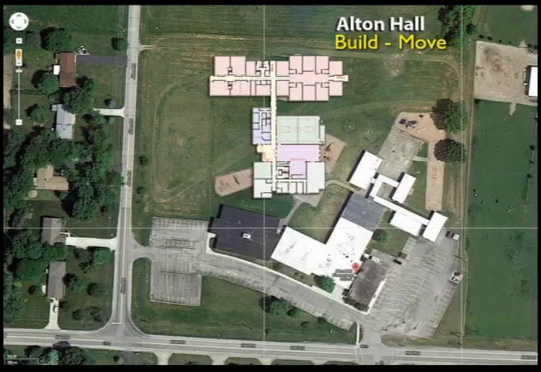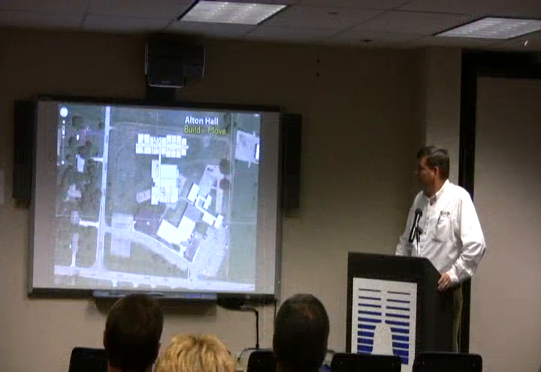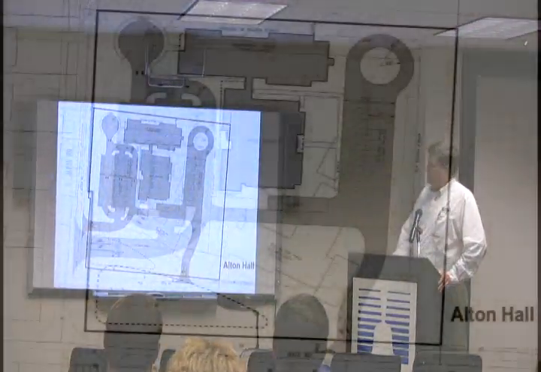So we call this a build-move site, which means we're going to build a new Alton Hall while the kids stay in their old building for that construction period. When the construction's finished, they will move and we will take the old building out of the way and complete the site. So that's the process of a build-move site, and this is how it looks.